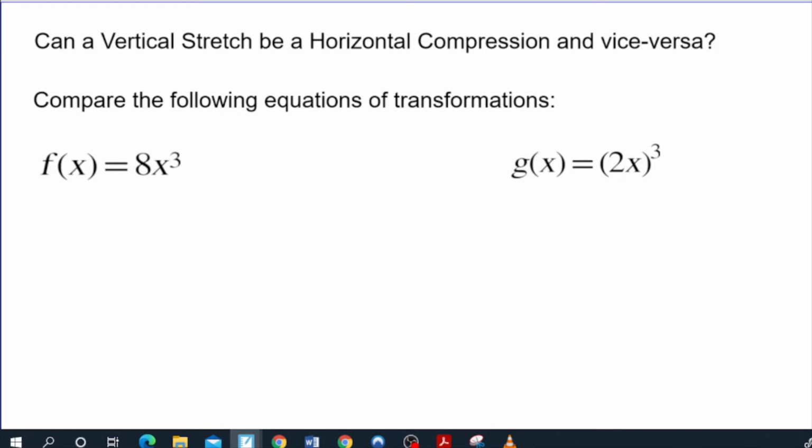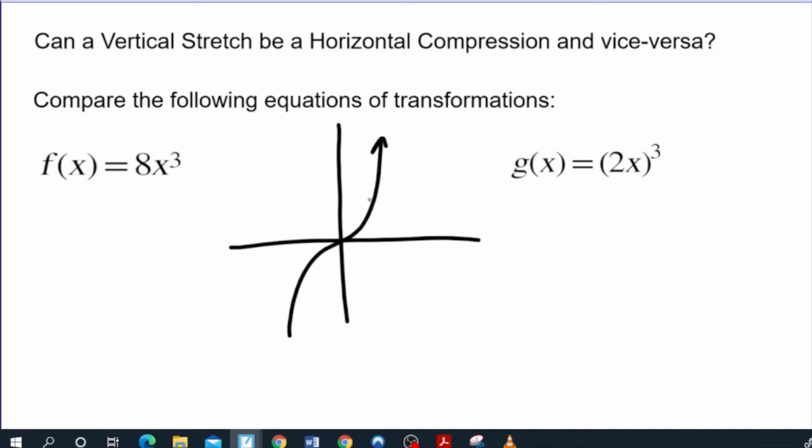So I have f of x is equal to 8x to the power of 3, g of x is equal to (2x) to the power of 3. So we know that our parent function for a cubic looks something like this. 8x to the power of 3 would be a vertical stretch, so it would make the graph much narrower by stretching it vertically, whereas the horizontal compression here would squish the graph in this way.